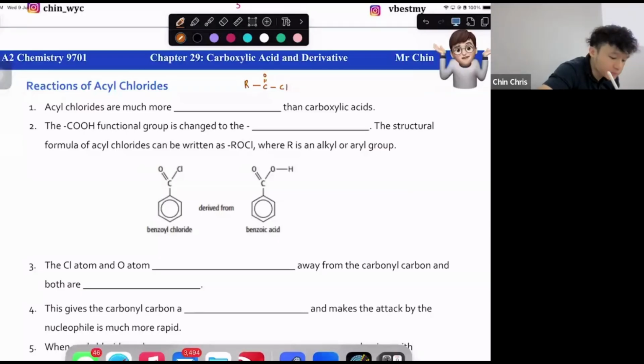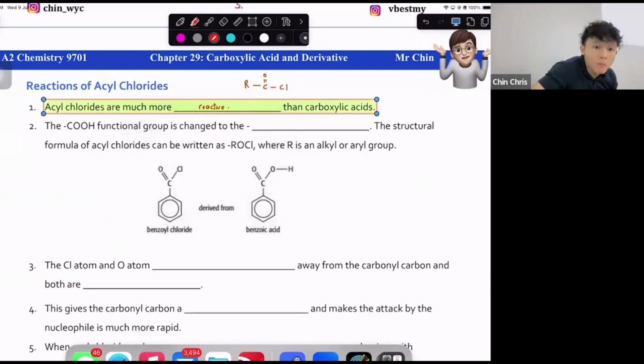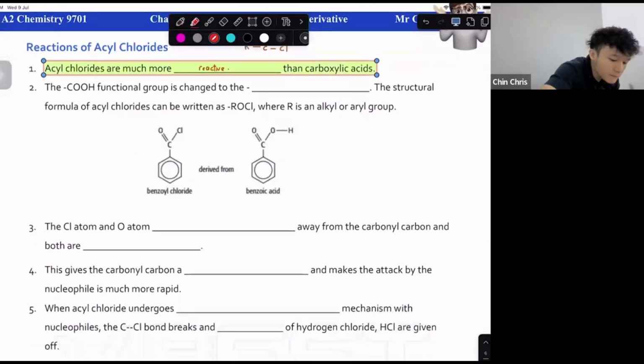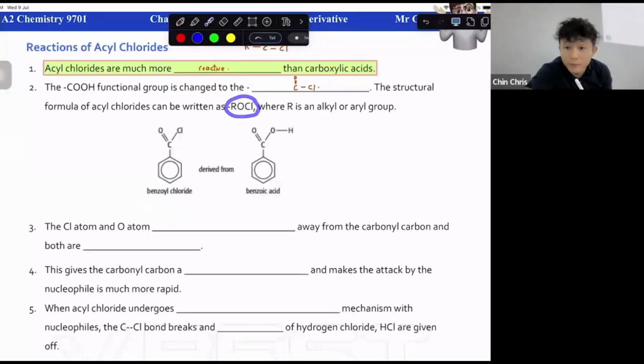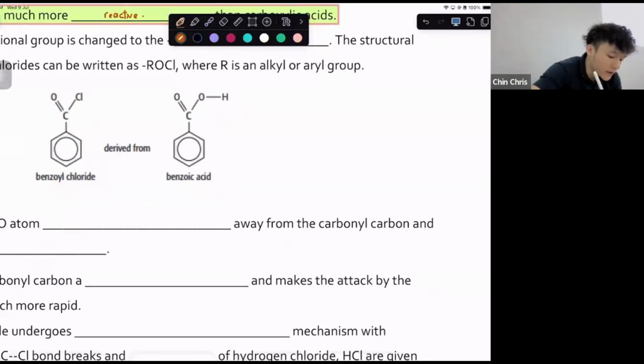Okay, acyl chloride, guys, is much more reactive compared to a carboxylic acid. The functional group of acyl chloride is C double bond OCl. The structural formula of acyl chloride can be written as ROCl, where R is just any alkyl group. Why is acyl chloride much more reactive compared to a carboxylic acid?